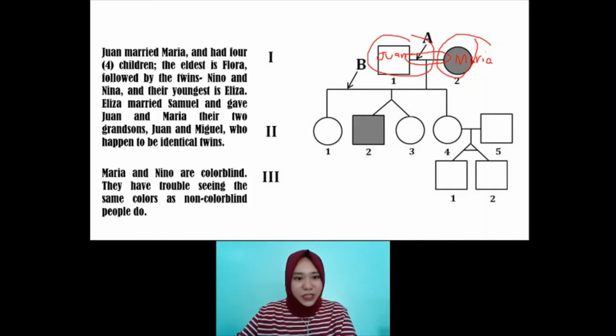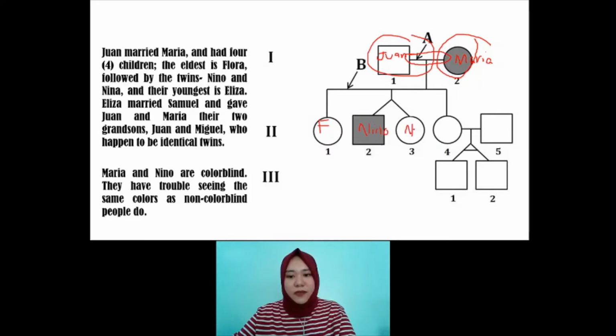They had 4 children. We have Flora, and then the twins, and then Eliza. So if we follow the flow again, this one here is Flora, and then we have the twins, Nino, and then we have Nina, and then we have the youngest, Eliza.